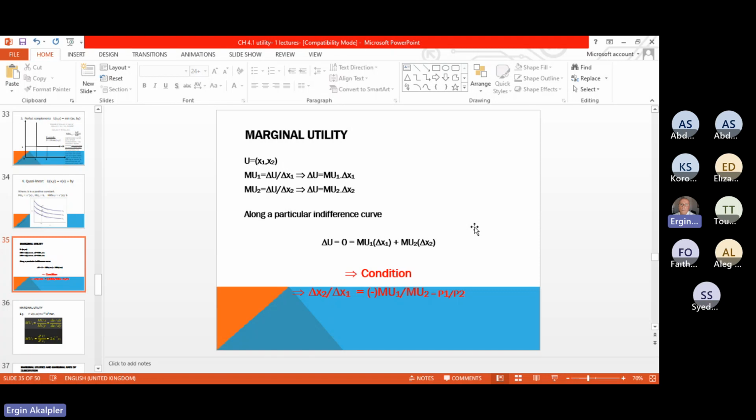Then you will get this as the differentiation of the utilities. Along a particular indifference curve, it is supposed that delta U is 0. Then when you give this 0, you add these two together: the marginal utility of 1 multiplied by delta X1 plus the marginal utility of 2 multiplied by delta X2. This will give you the condition delta X2 over delta X1 is equal to the marginal utility of 1 divided by the marginal utility of 2, is equal to P1 over P2, whereas marginal utility is negatively related. How this comes, I'm going to explain a little bit quickly.